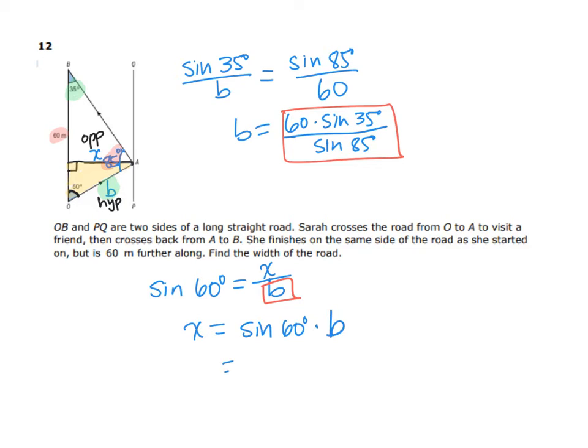So x is just going to be sine of 60 degrees times b. So in my calculator, I'm going to type in sine of 60 degrees times b, which was 60 times sine of 35 all over sine of 85. Okay, do all that arithmetic in one step. And to three significant figures, my final answer is going to be 29.9 meters.